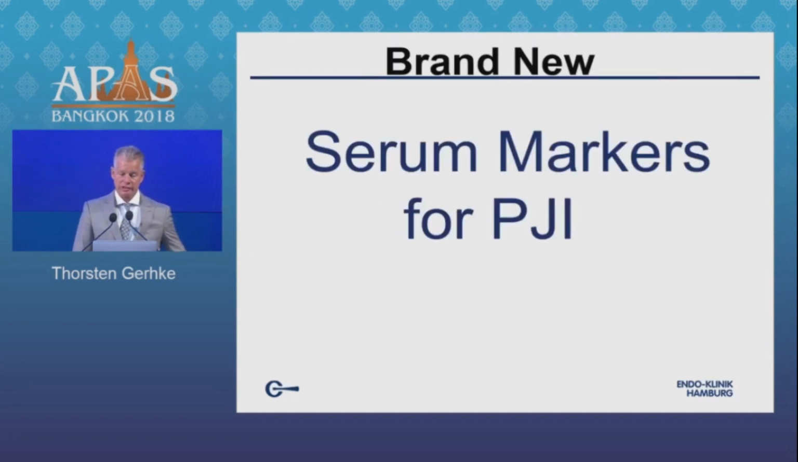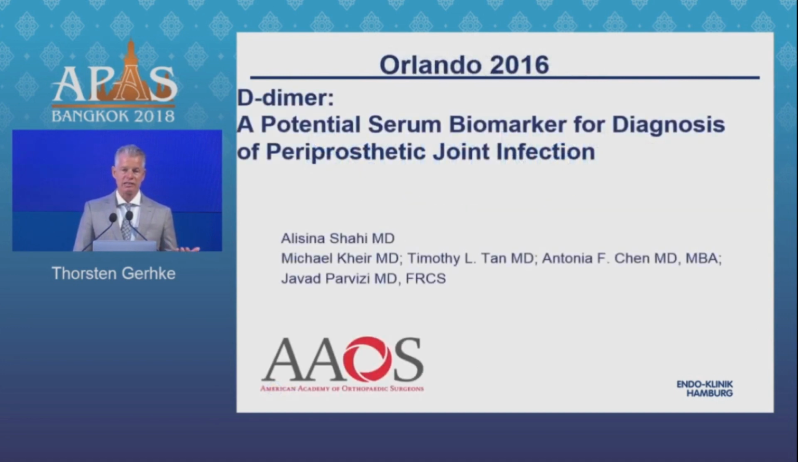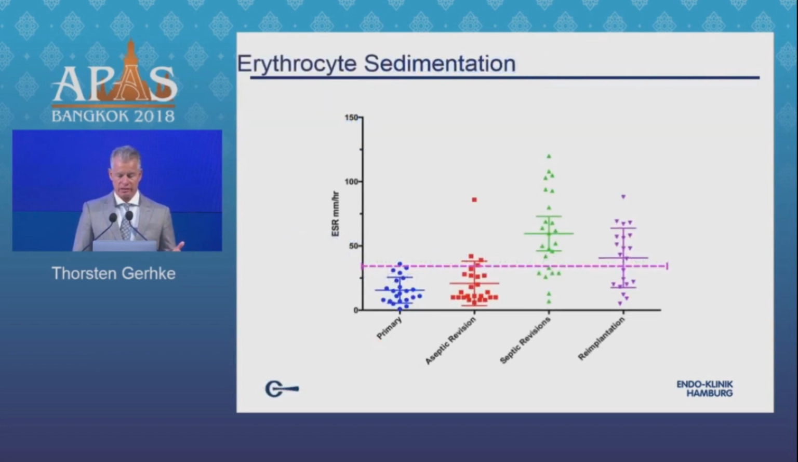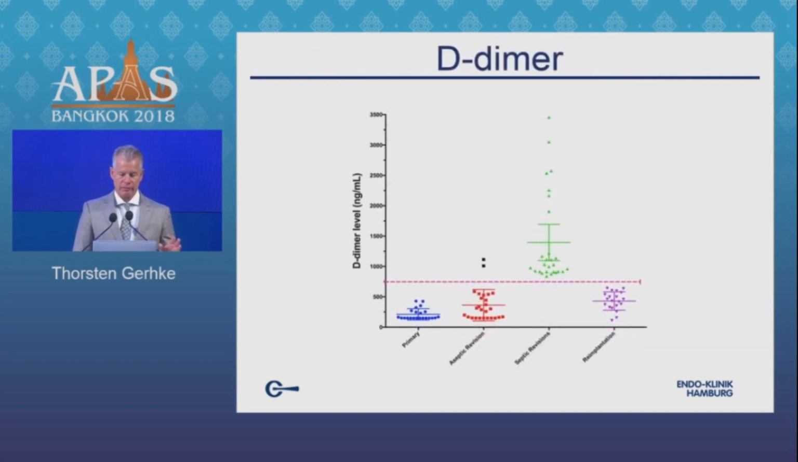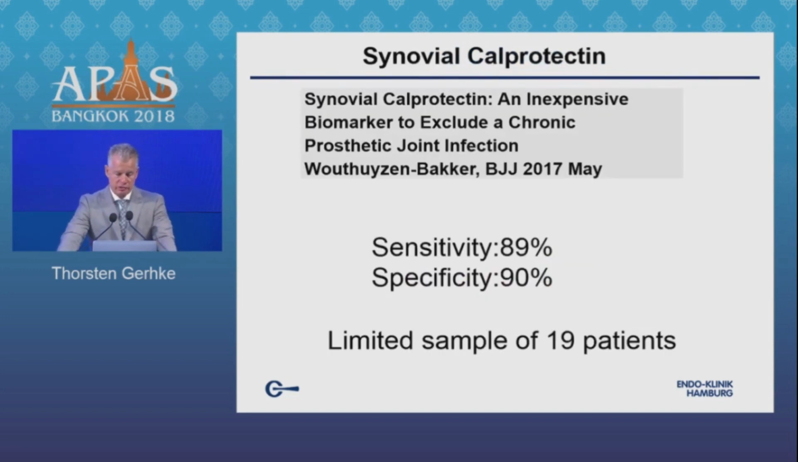So what is really new, all ideas of my friend Jay, serum markers for PJI, D-dimer could be a very, very good diagnostic tool. They did many studies about it, and they found that in contradiction to erythrocyte sedimentation rate and CRP in the synovial fluid, the number of false positives is quite low. D-dimer seems to be a very, very good test. We still do not know why and how we should treat with it.